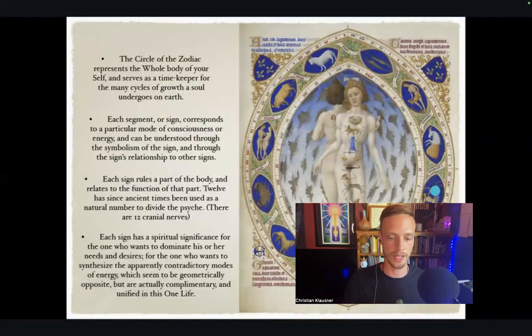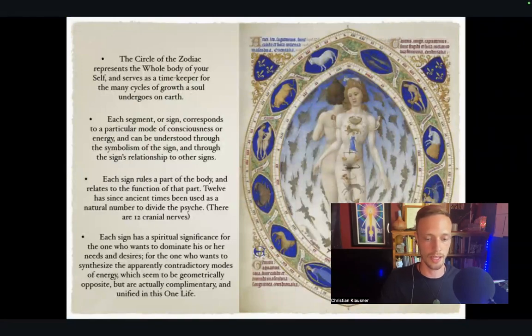Yeah, so this is the whole zodiac. Basically, it's the whole body of your whole self, serves as a timekeeper for the many cycles of growth that a soul undergoes here on earth. And each segment or each sign corresponds to a particular mode of consciousness or energy and can be understood through the symbolism of that sign, through the sign and through the sign's relationship to all the other signs. So if you want to understand Scorpio, just understand how it is in relationship to all the other signs. What is opposite Scorpio? What is right next to Scorpio?